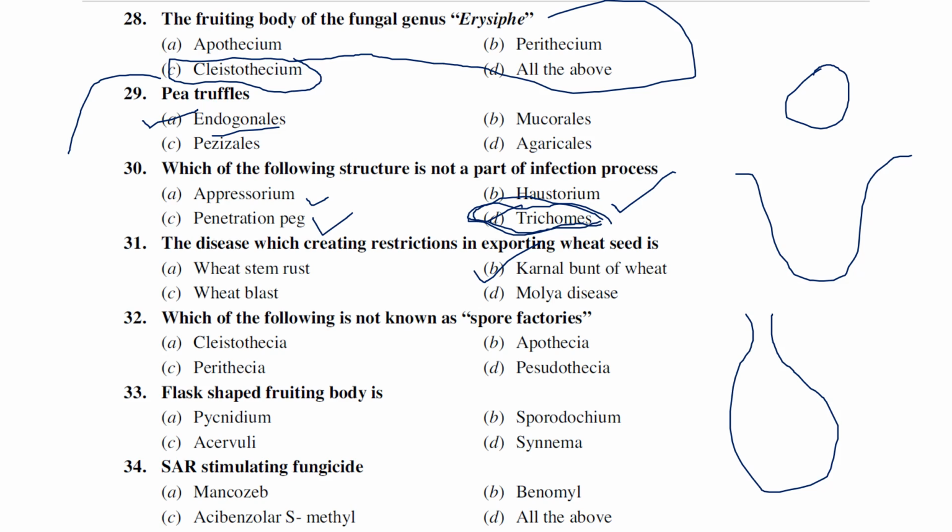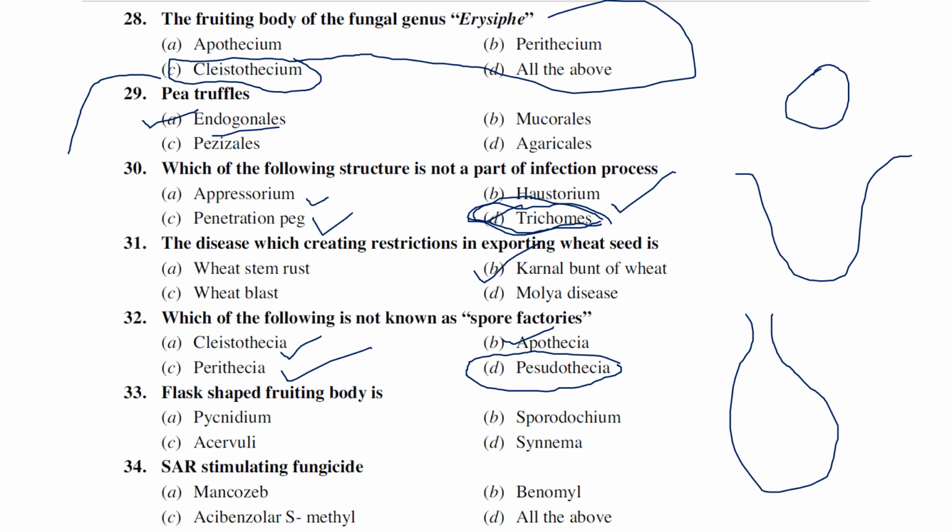Which of the following is not known as a spore factory? Cleistothecia contain abundant spores. Apothecia also contain spores. Perithecia also contain spores. Pseudothecia, yes. Pseudothecia is not known as a spore factory. The remaining all produce abundant or plenty of spores, but pseudothecia produce no spores. I mean, it will produce, but not that much.